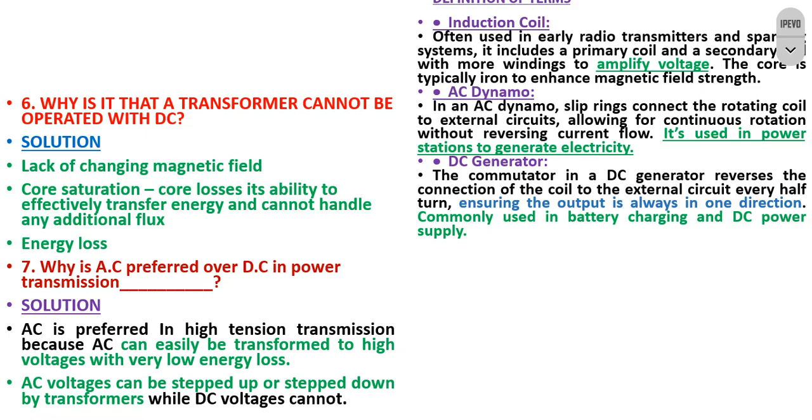Let's go to the next one, the DC dynamo. The commutator in a DC generator reverses the connection of the coil to the external circuit every half turn, ensuring the output is always in one direction, commonly used in battery charging and DC power supply. Okay, so the DC dynamo is used in battery charging and DC power supply. AC dynamo is used in power stations to generate electricity, and the induction coil is used to ignite. It's used in vehicles and early radio transmitters, and it is also used to amplify voltages. Transformers.